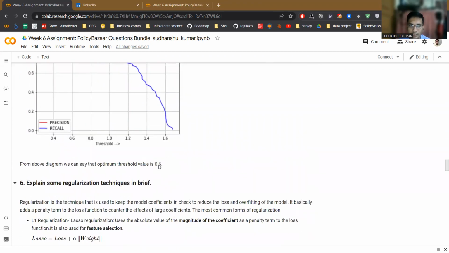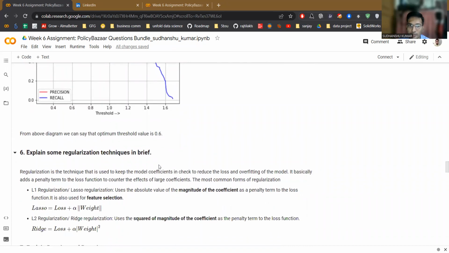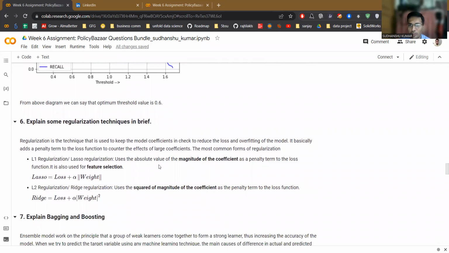Explain some regularization techniques in brief. Regularization is used to reduce overfitting, and at the same time it reduces the loss. There are two types of regularization. L1 regularization, which is also called lasso regularization, adds the absolute value of weights to the loss function, and it is also used in feature selection. L2 regularization is also called ridge regularization. It adds the square of the magnitude of weights to the loss function.